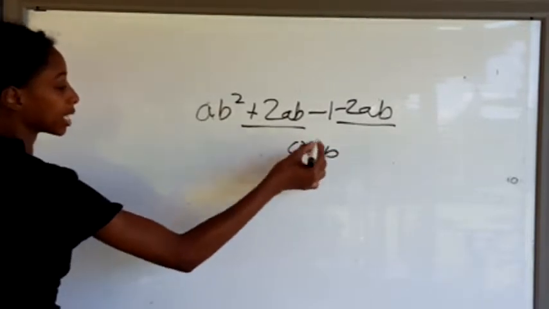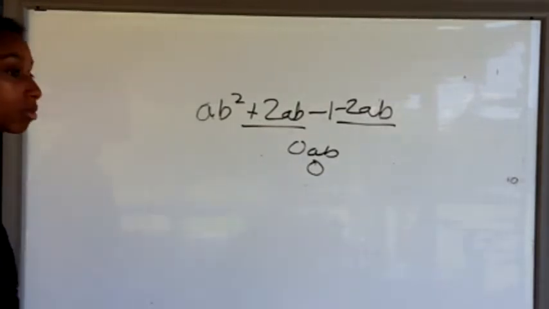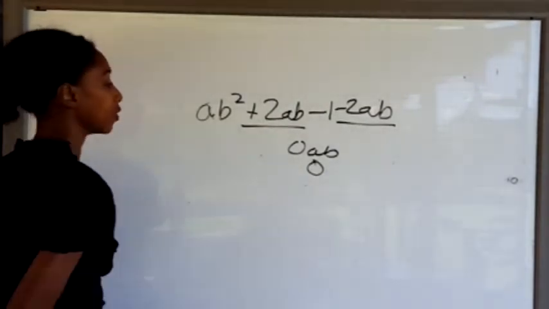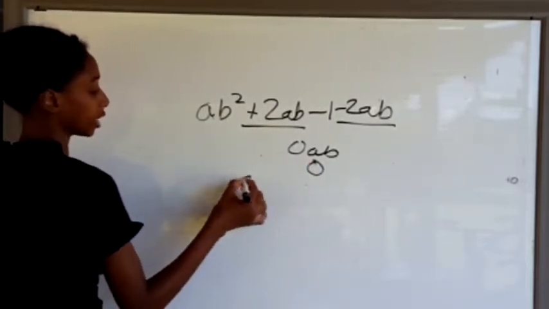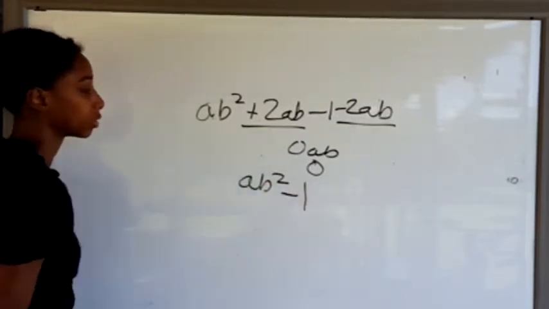Of course, we know anything times 0 is 0. But don't write that in your problem. Just leave that out, so you're not making any mistakes thinking you're multiplying or dividing or anything like that. So you can just rewrite that as AB squared minus 1.